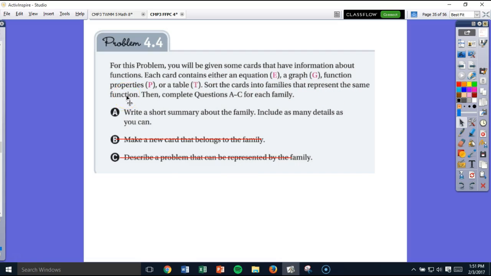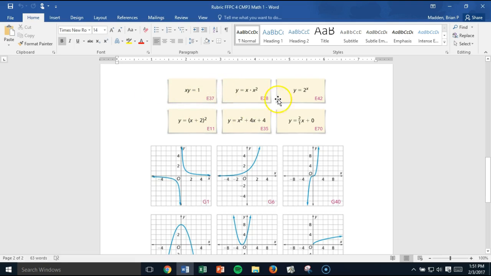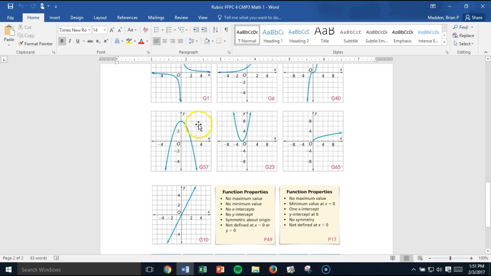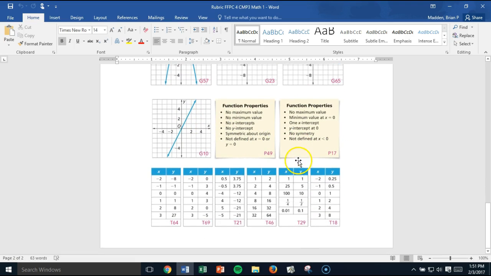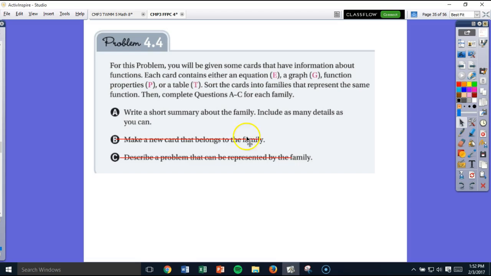Now, they may not all have the same number. Like, we have 6 of these cards. We have 7 graphs. We have 2 of these different types of properties, and we have 6 tables. So there's not going to be one of everything for everything. So you're going to have to use your knowledge and what we've learned so far this year to be able to determine what goes with what.